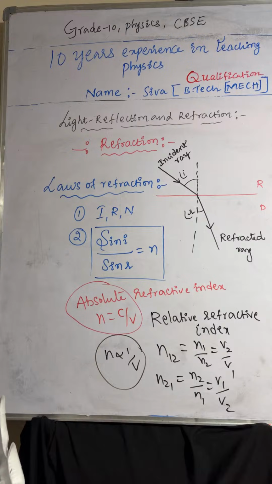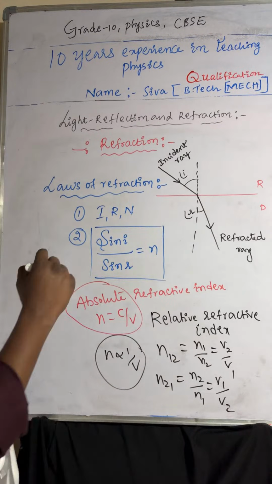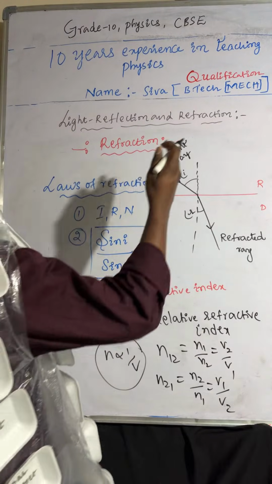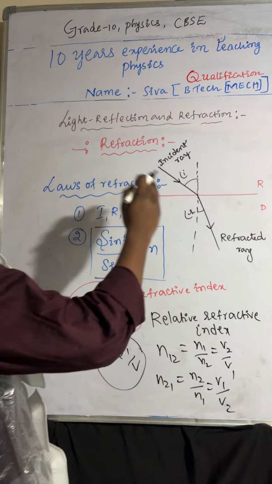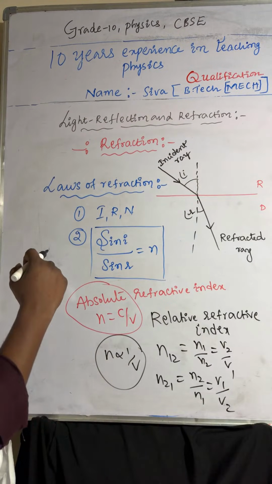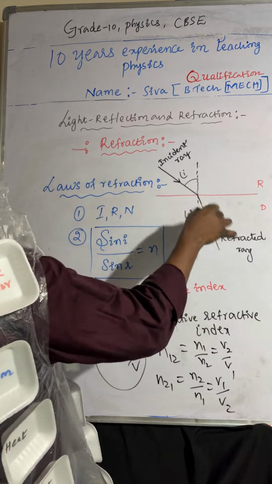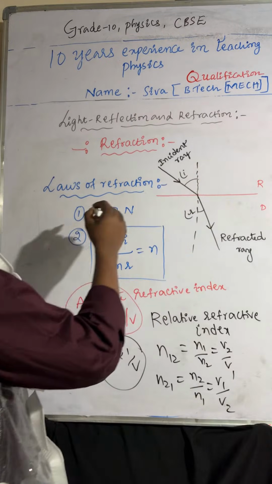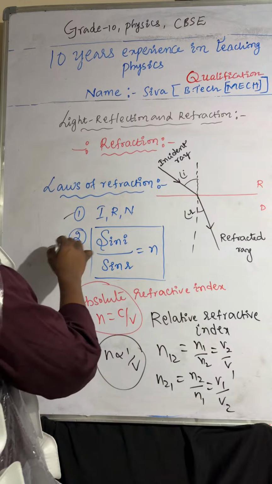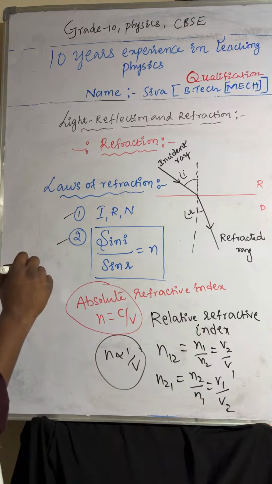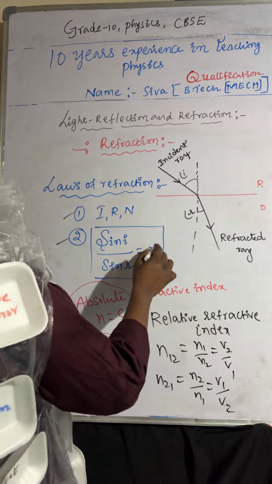Understood or not? Refraction is nothing but when a light ray is passing from rarer to denser, at the interface of the two media the path or direction of light changes. It bends towards the normal line if it is passing from rarer to denser. If it is passing from denser to rarer, it moves away from the normal line. Coming to the laws of refraction: the incident ray, refracted ray, and normal line lie on the same plane. The ratio of the sine of the angle of incidence to the sine of the angle of refraction is equal to a constant, that is nothing but the refractive index.